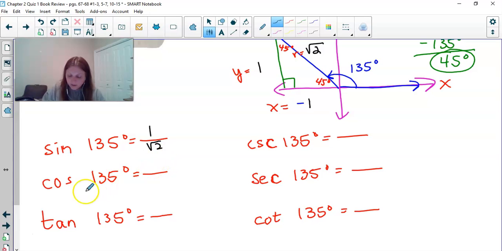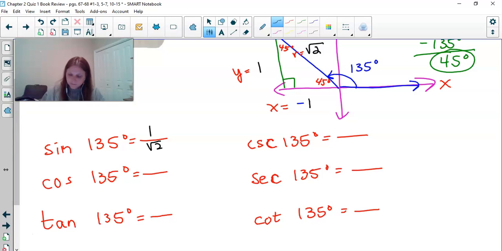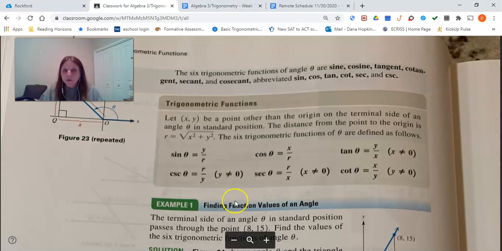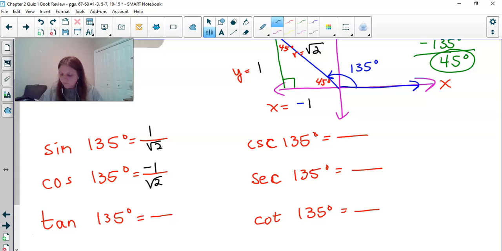I'll rationalize that in a minute. The cosine is always the x over the r. So that would be negative 1 over square root of 2. And again, I'll reduce in a moment. And then the tangent is always the y over the x. So that would be 1 over negative 1.